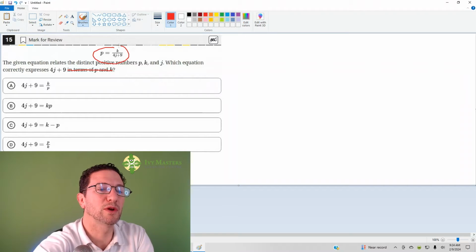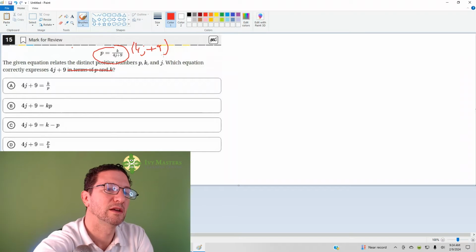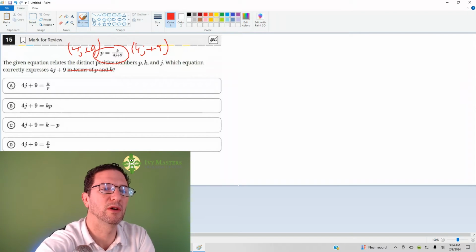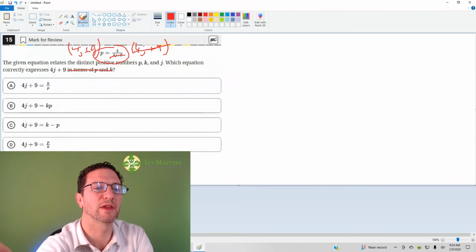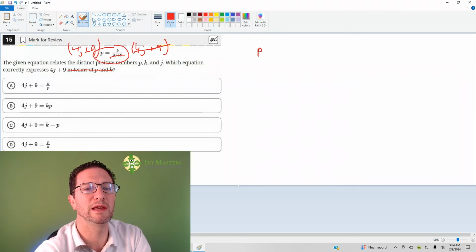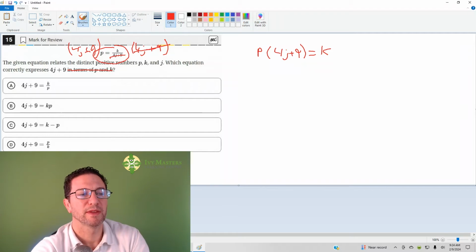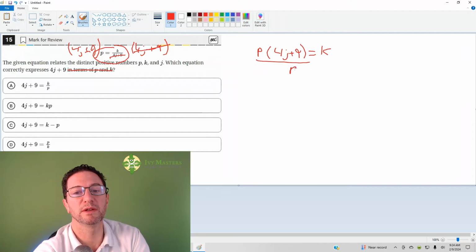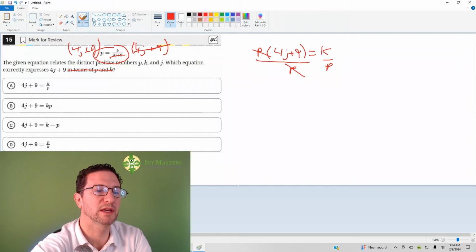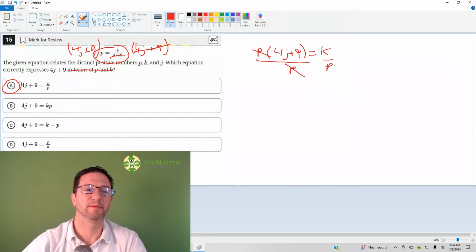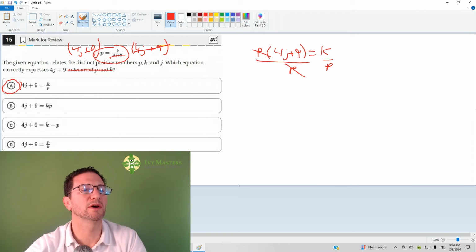So if we take the original, we multiply both sides by 4j plus 9. We want to treat that like a unit. We don't want to separate it at all. 4j plus 9 just cancels on the left. And at that point, what you've got is p times a quantity, 4j plus 9, equals k. How do we get 4j plus 9 alone? We simply divide by p. The p's cancel. You've got your answer. 4j plus 9 equals k over p. It's A.